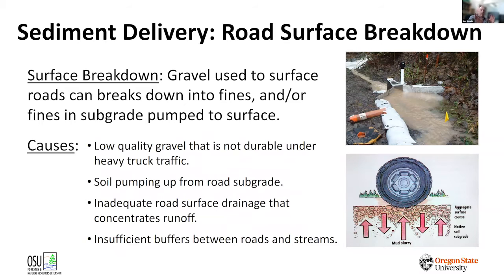Okay, so those first two, the mass wastings and the fill failures, are what we would call catastrophic events, in that they are relatively infrequent, but when they occur, they can put a large amount of material into streams. But we have this other type of sediment input that is really chronic, and a lot of the chronic inputs are a result of road drainage and the road surface itself. When you're doing a lot of hauling on a road surface, you're breaking the aggregate, the gravel, down. And Fran's going to talk about that in a minute.